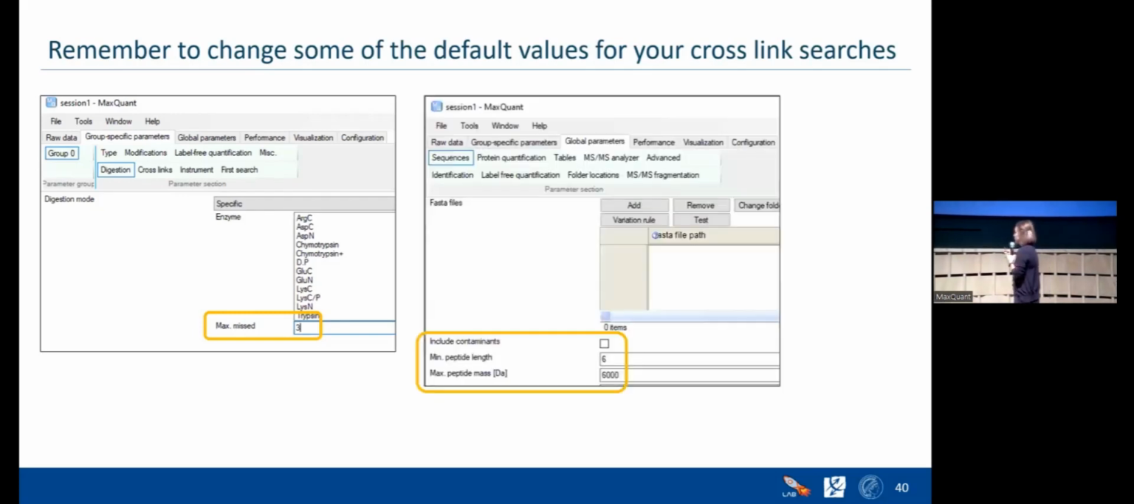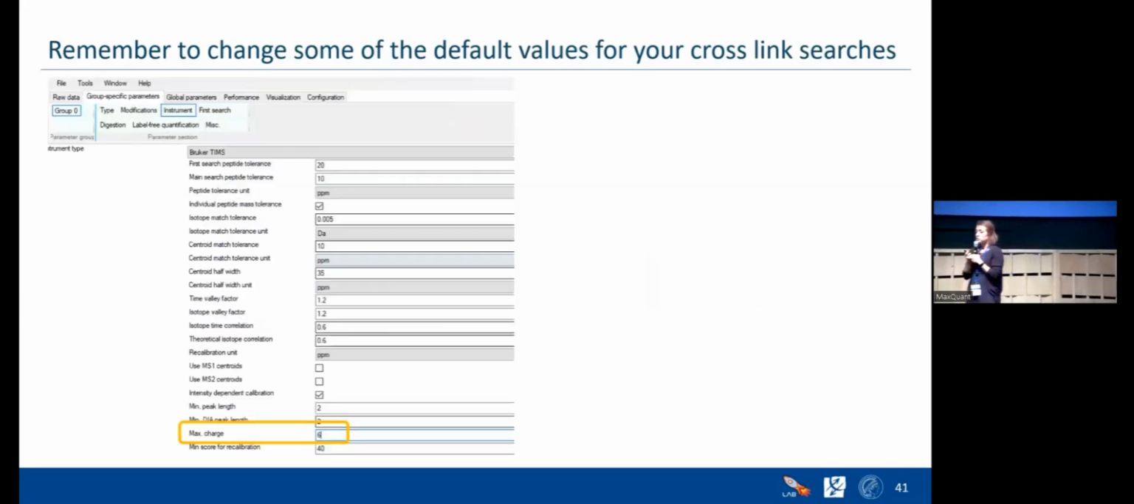And here the peptide length and the peptide mass. The maximum peptide mass is 4,600, but please also increase this for the crosslinking, because crosslink peptides tend to be heavier, so it shouldn't be the same as in a typical proteomics experiment.